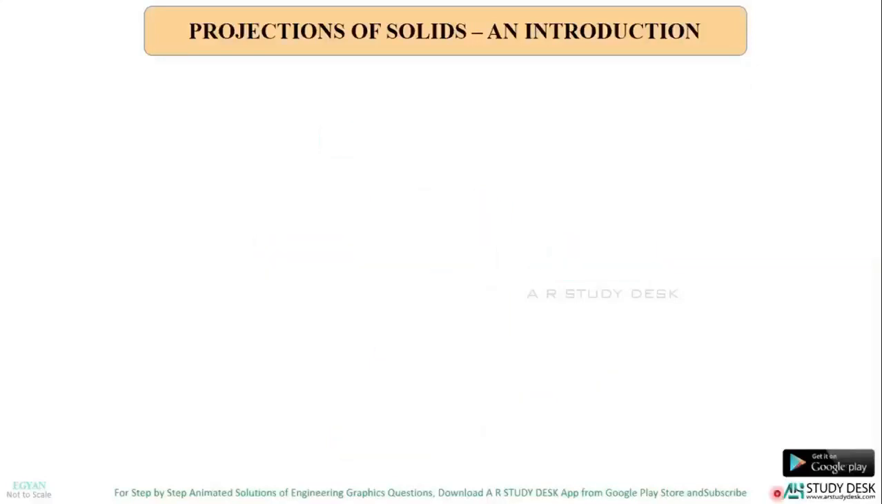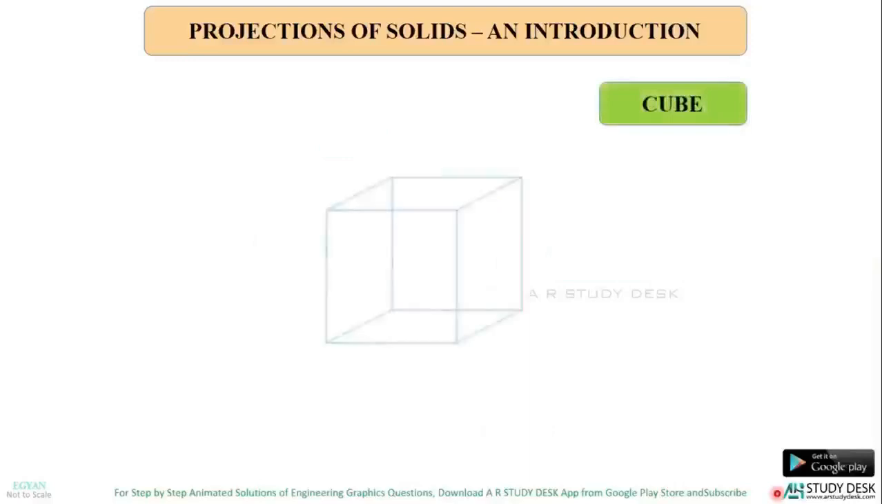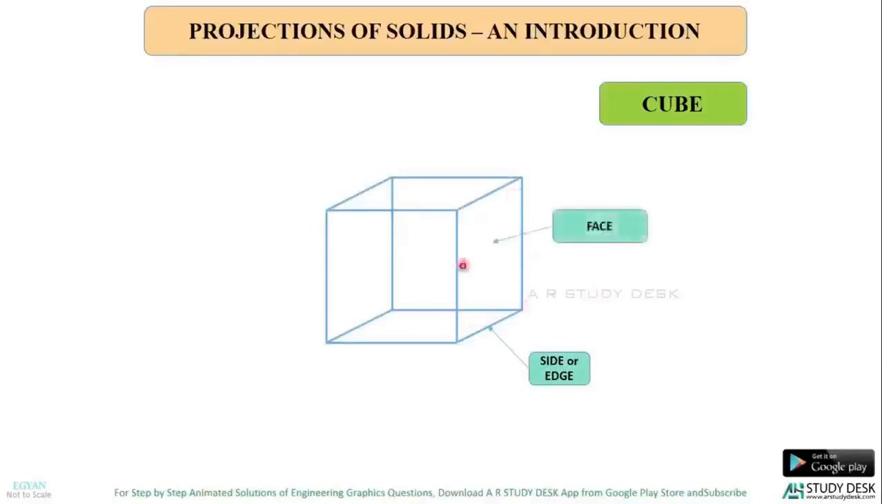And the last type of solid is a cube. For a cube, this is called the side or edge. This area is called the face of the cube, and this is called the corner of the cube.